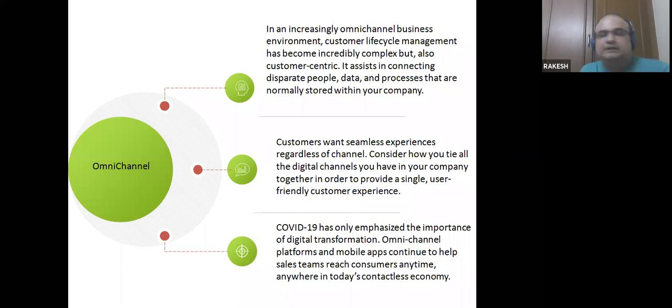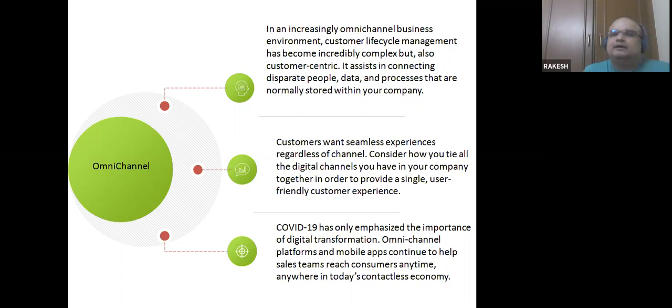all about a seamless experience regardless of channel. They are not worried about which channel we are using. They only want to connect all the channels and bring the best out of it. They want a multiple channel experience.